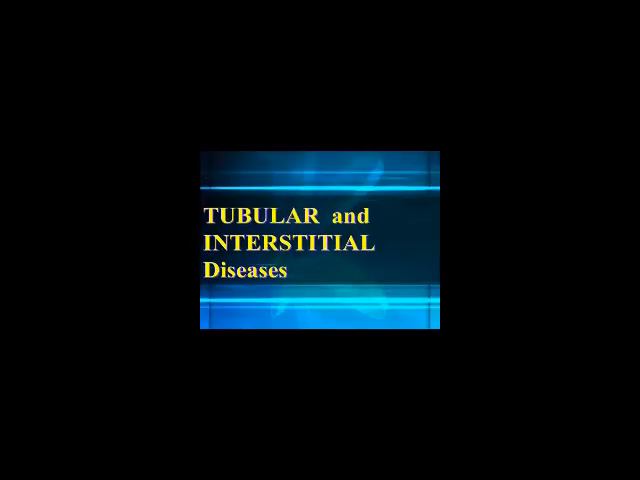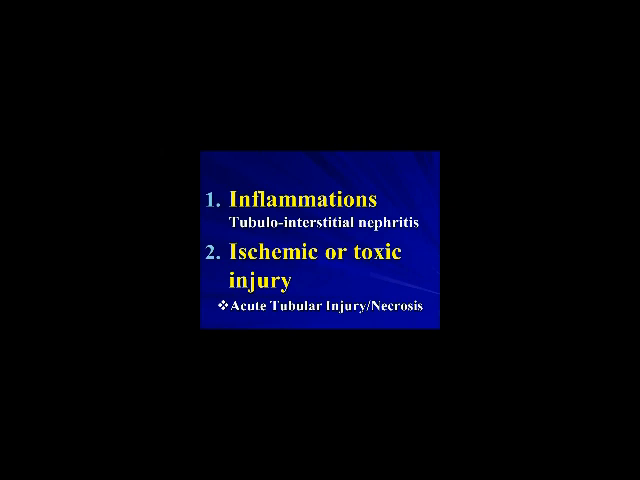Now we will discuss these diseases one by one, and first of all, we will study the diseases which affect tubules and interstitium. Now, these diseases are mainly of two types. Number one is inflammations, and number two is ischemic or toxic injury of the tubules. So these are the two main groups that we will discuss.